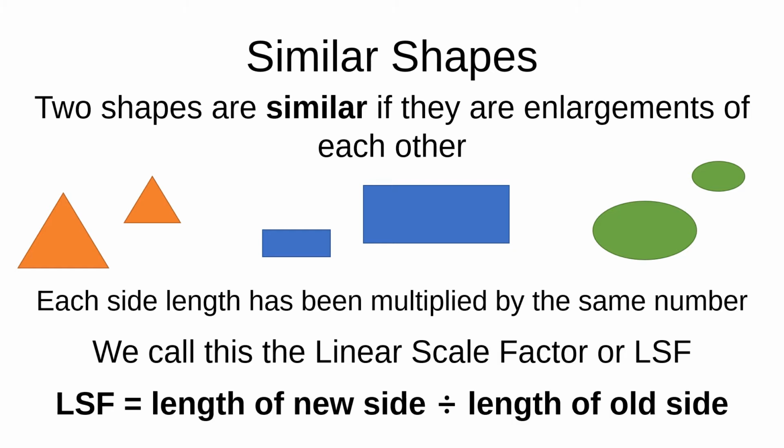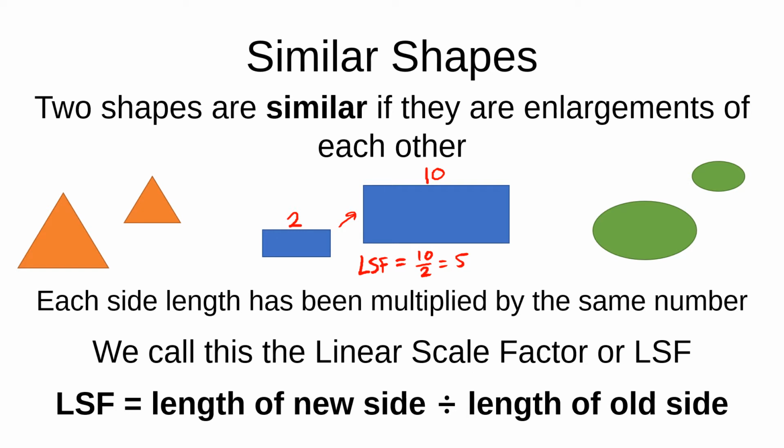And we are going to focus on something called the linear scale factor today, or the LSF, which you can define as the length of the new side divided by the length of the old side. So say we had this first one here, say we knew this was 10 and we knew this was 2, then the LSF of this particular enlargement would be 10 divided by 2, which is 5. And it's just what are you multiplying the sides by to get from there to there.